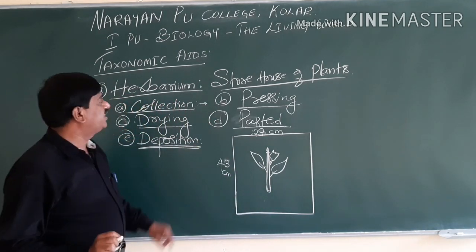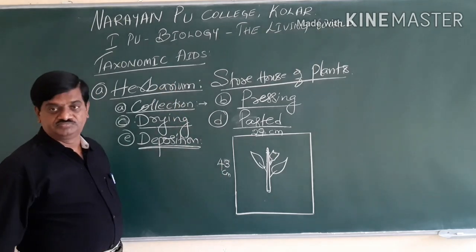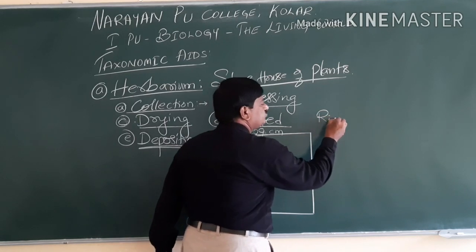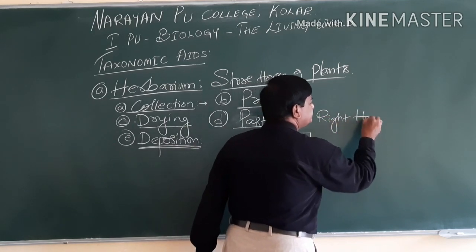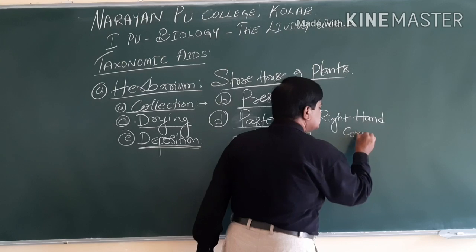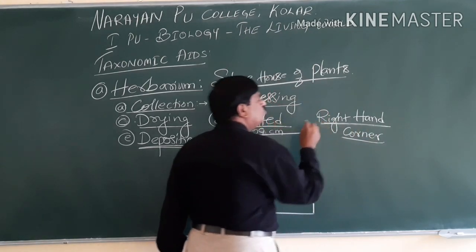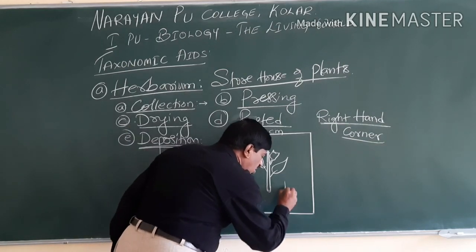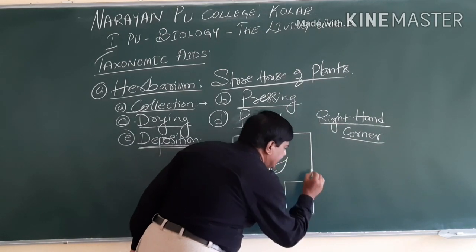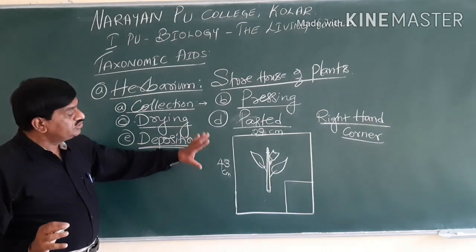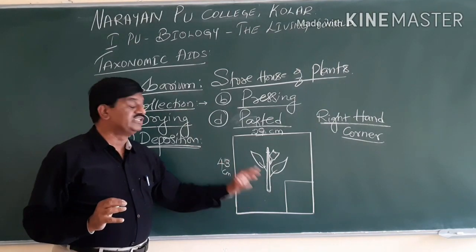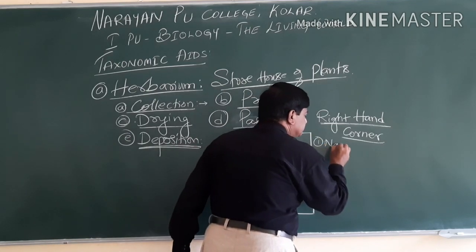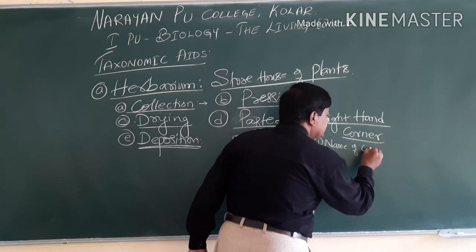A very important step is that labeling should be done. On the paper, towards the right hand corner, we are going to write the details. Details of the plant are always written on the right hand corner of the sheet. This right hand corner of the sheet has, first of all, the name of the collector.